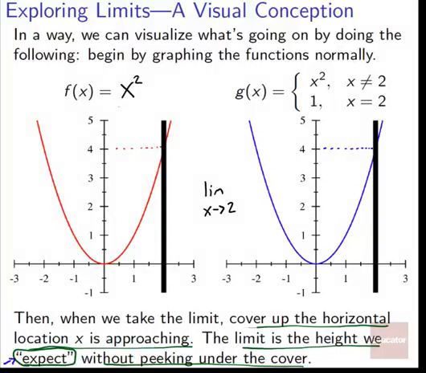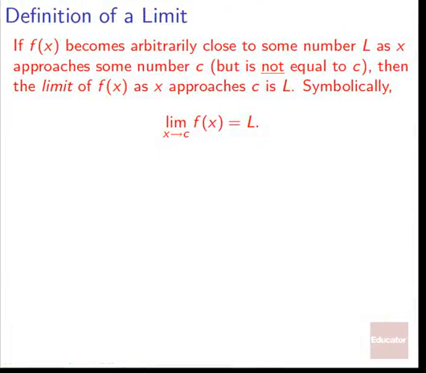With all that in mind, we now have the ability to create a more formalized definition. So the definition of a limit: if f of x becomes arbitrarily close to some number L as x approaches some number C, but is not equal to C, we don't actually care about that horizontal location, we just care about the way to that horizontal location, then the limit of f of x as x approaches C is L.